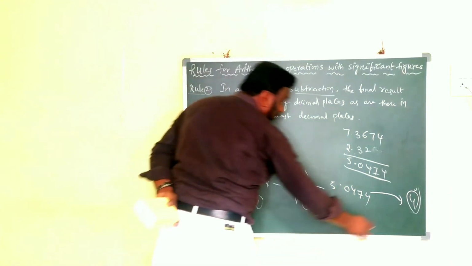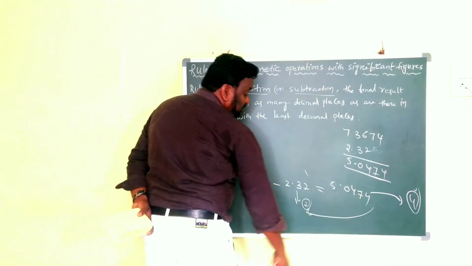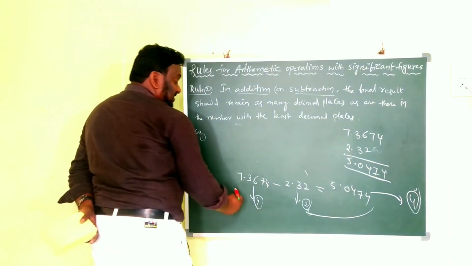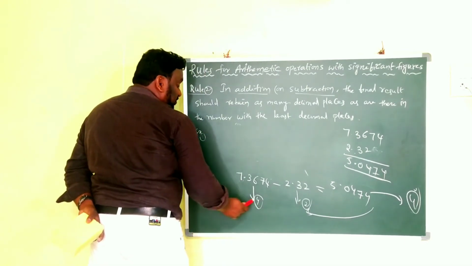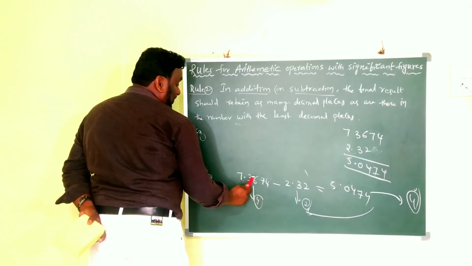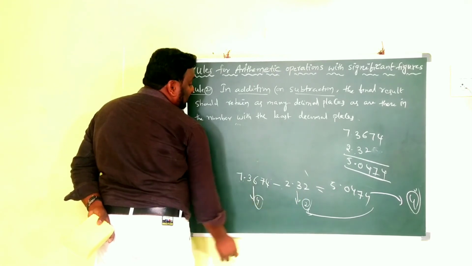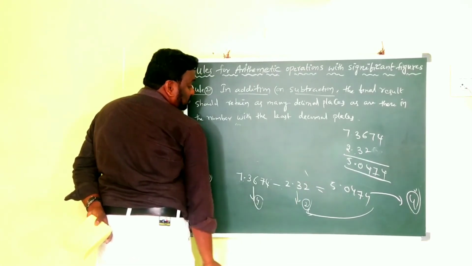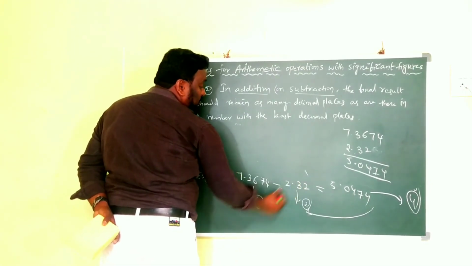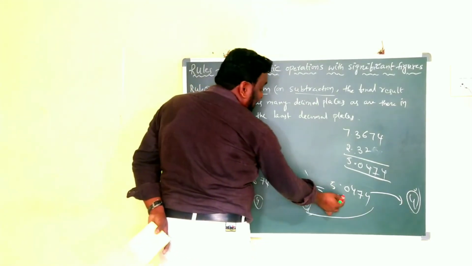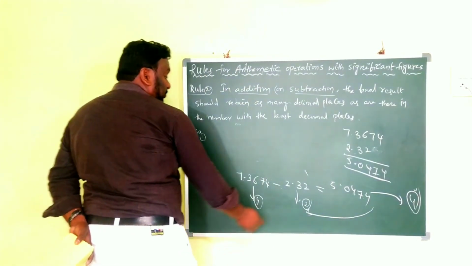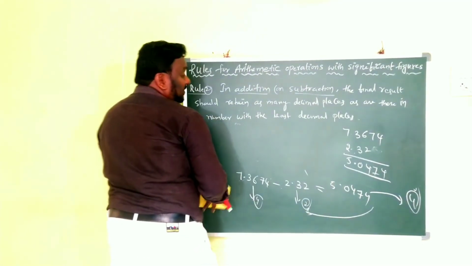Now it is rounded to 2 decimal places. In these numbers, the first number has the highest decimal places, 4, and the second has the minimum decimal places, 2.32. So here we have 2 only. That's why the final answer is rounded to the minimum decimal places in that combination.